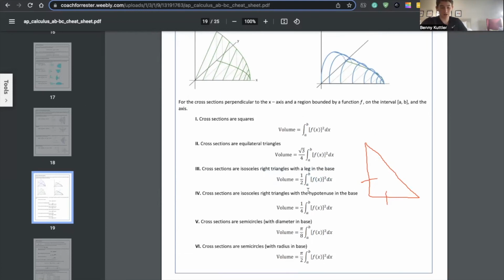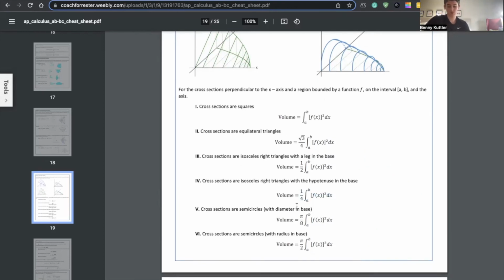Now if the hypotenuse was the base, so if we did this, and that was 90, a right angle, then it's going to be 1/4. And again, I'm not going to prove it to you just to save time. Just remember it's 1/4.